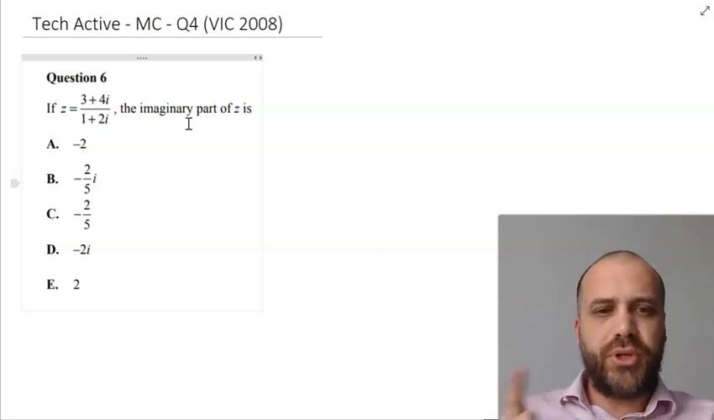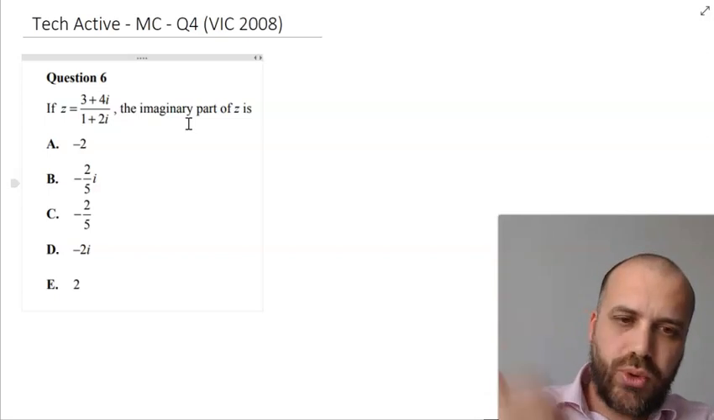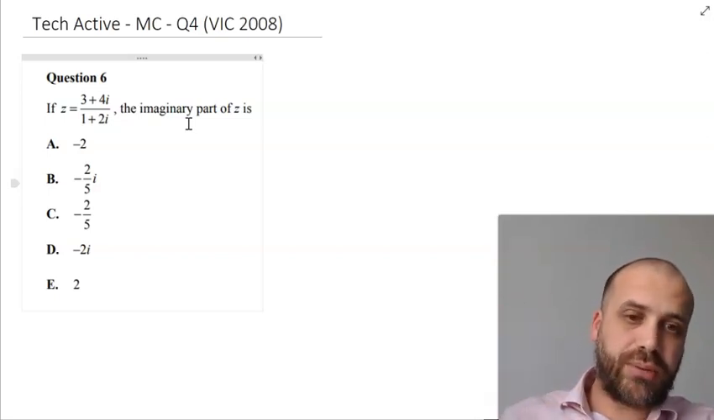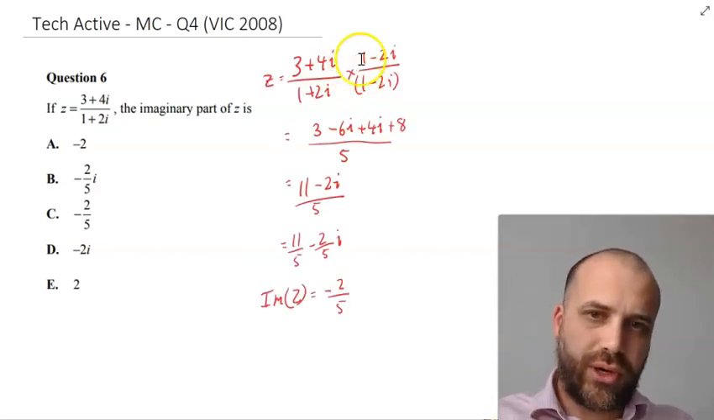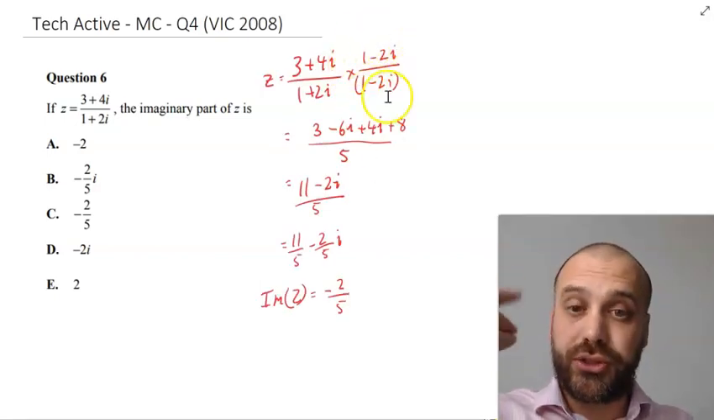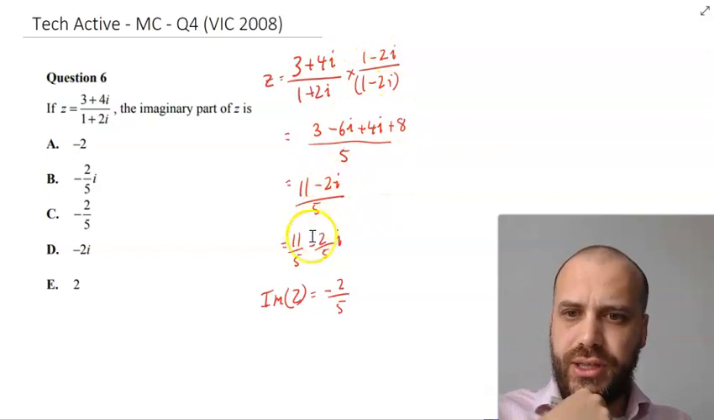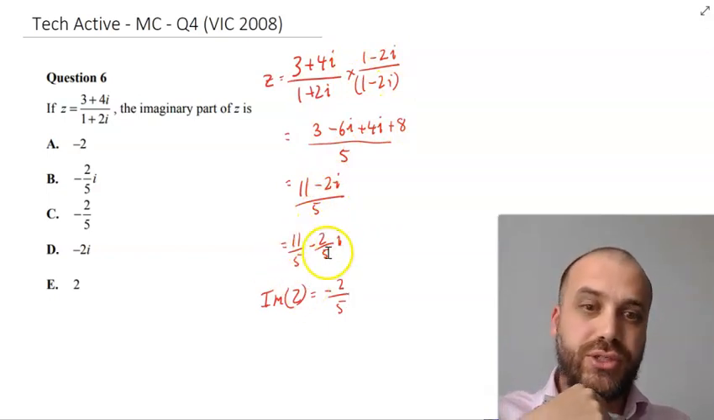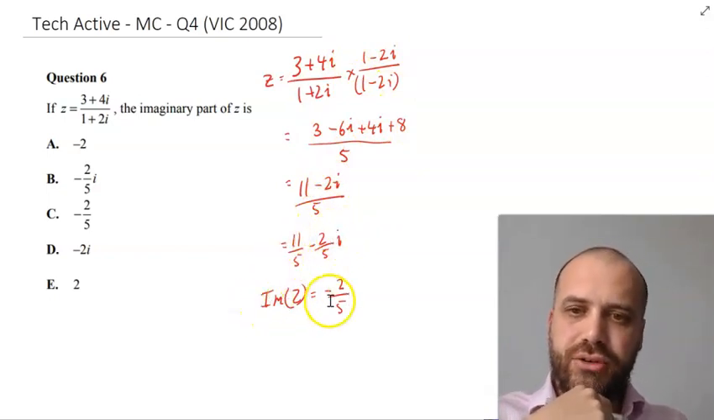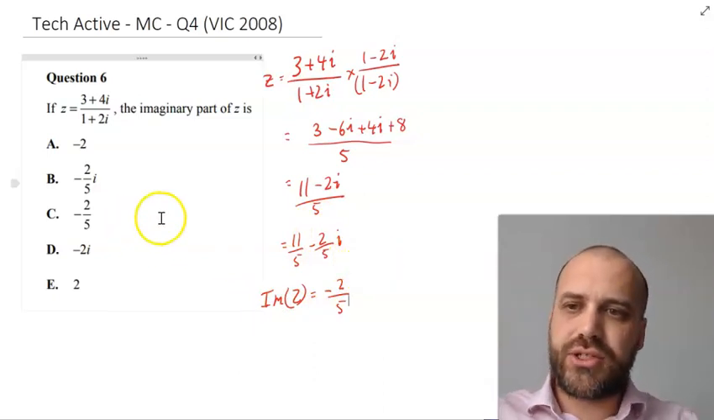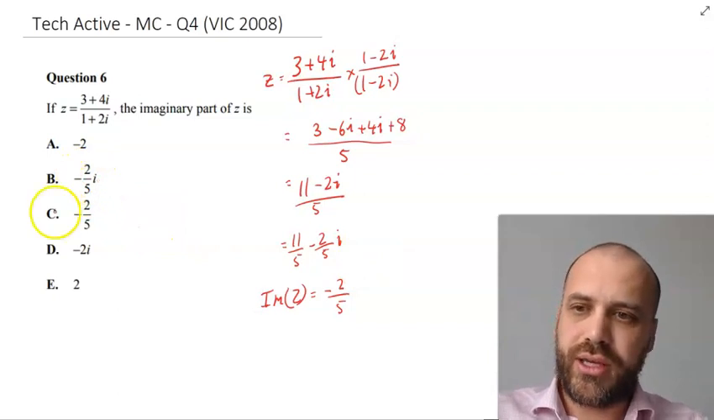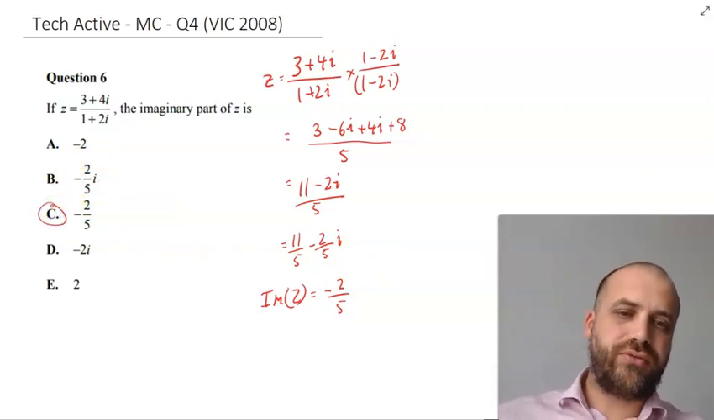Let's do it. I'm going to do something a bit different here. I'm going to show you the working. I'm just going to flash up the working if I didn't have my calculator. Alright, so I multiplied by a conjugate, top and bottom, simplified that, and then I get 11 over 5 minus 2 on 5i, and the imaginary component of that is just negative 2 on 5. It's not negative 2 on 5i, it's just negative 2 on 5.